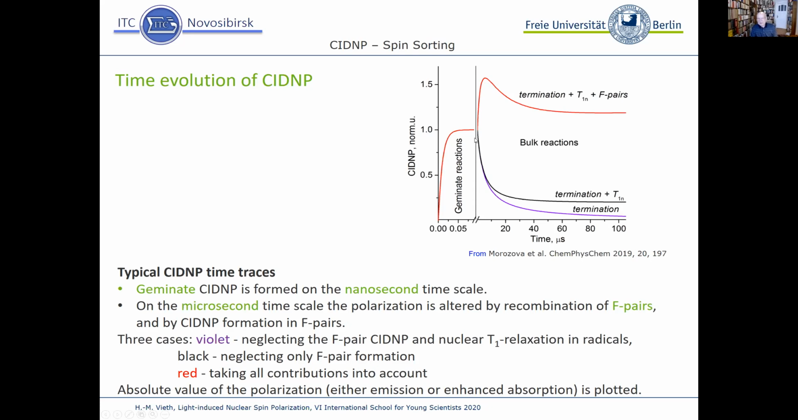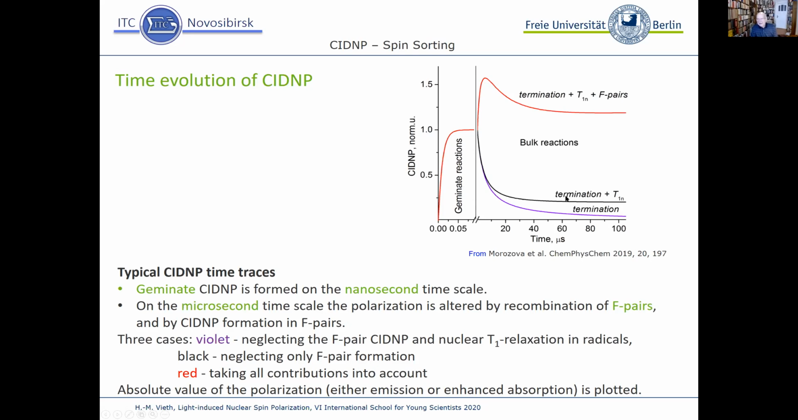And the other processes in the F pairs, the free radical pairs that meet in the bulk. And you see here first only those which meet in the singlet as zero state, and they have a termination reaction of opposite sign of the wrong enrichment.